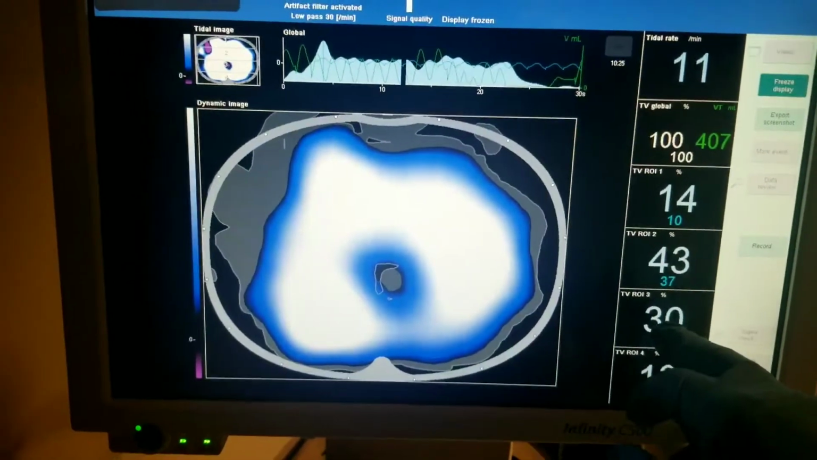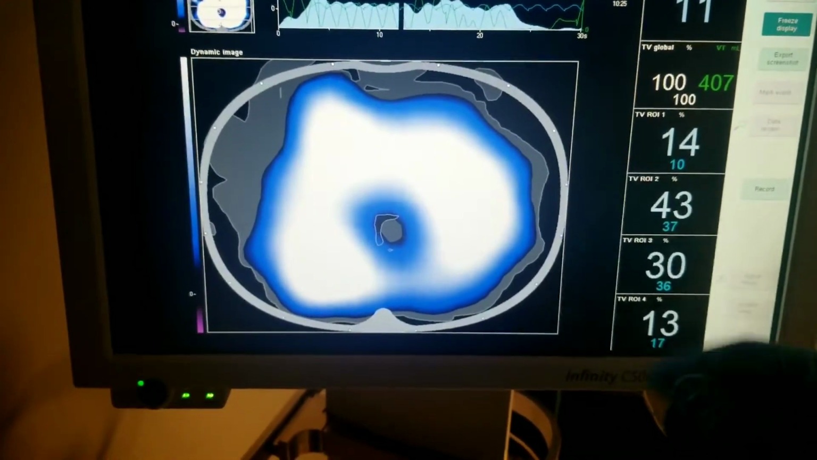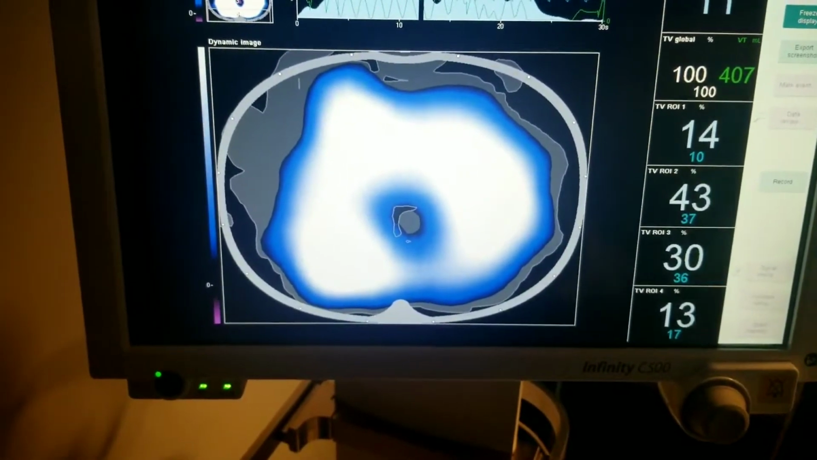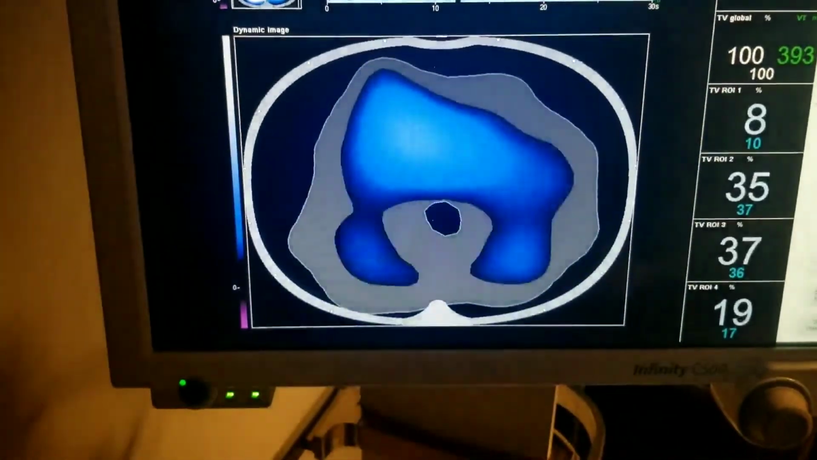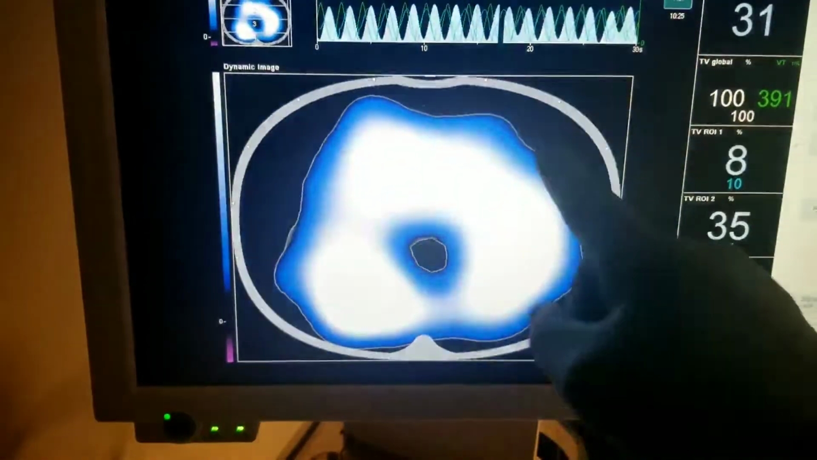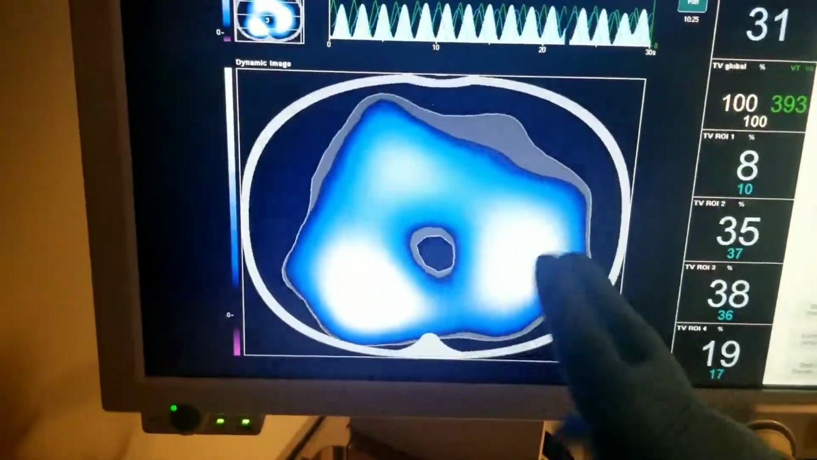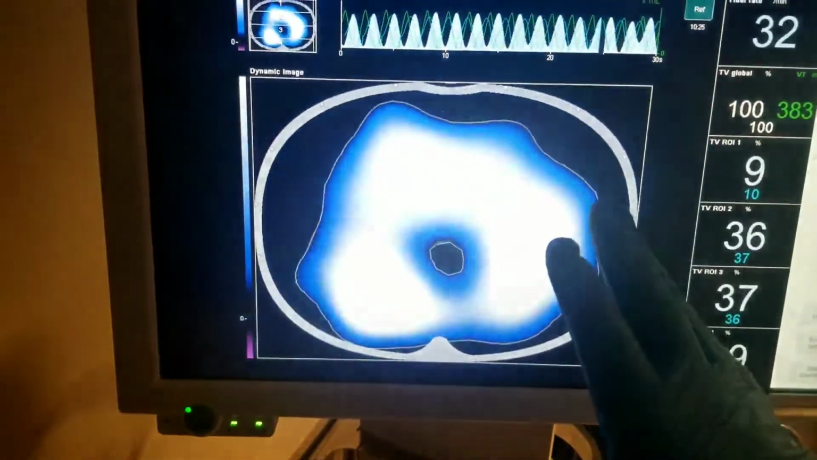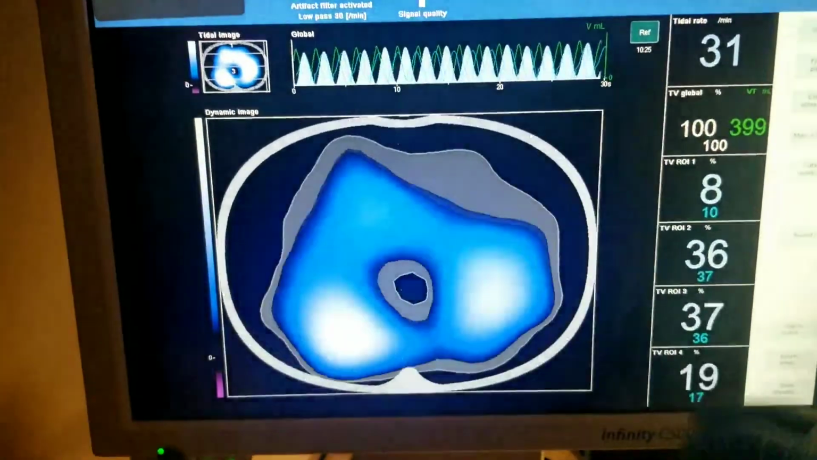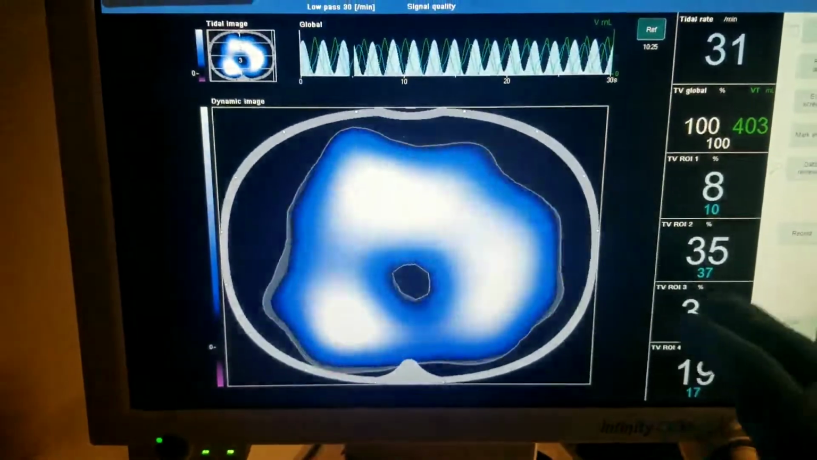We are also within normal limits in the mid-ventral and mid-dorsal regions, with usually 35 to 40 being the normal, as well as 8 to 15 back on the ventral area. This is the dynamic image. You see that there's a pretty decent distribution of the white intensity inside the blue. So blue begins to appear when there's greater than 10% of the distribution of ventilation.